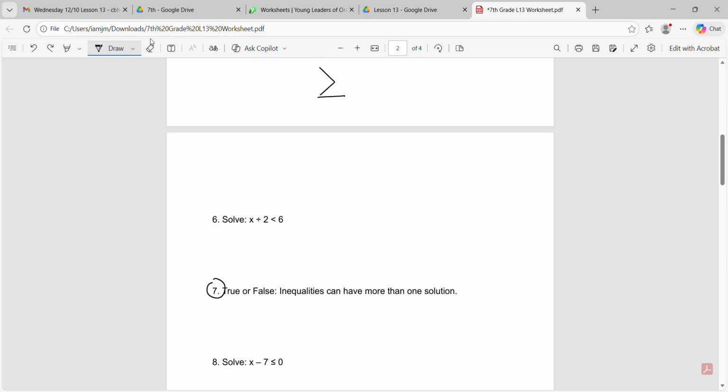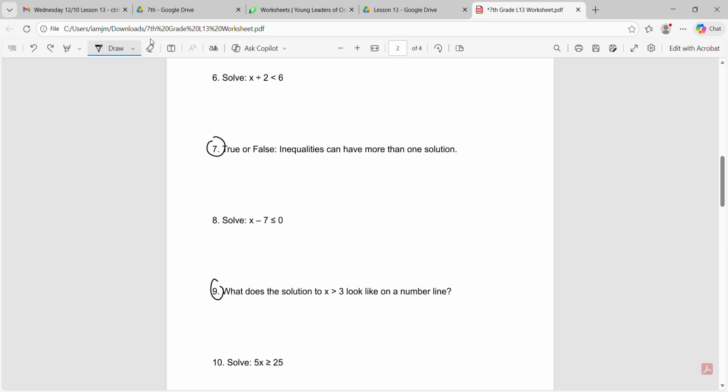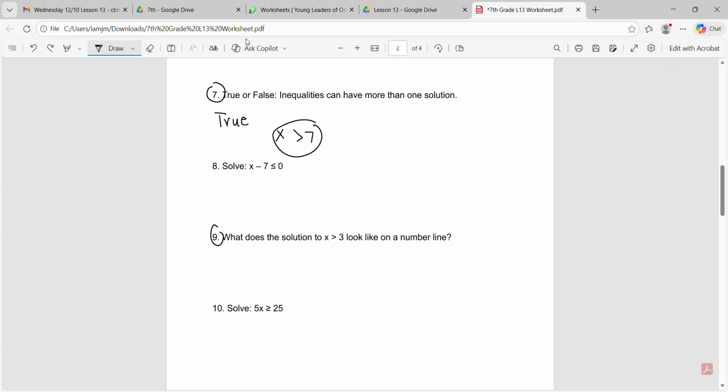Number 7, true or false. Inequalities can have more than one solution. For this one, it is true. This is because inequality signs show a range of answers, so it's different than the equality sign. It's not saying there's only one answer. It's saying that any answer greater than 7 can be a solution.